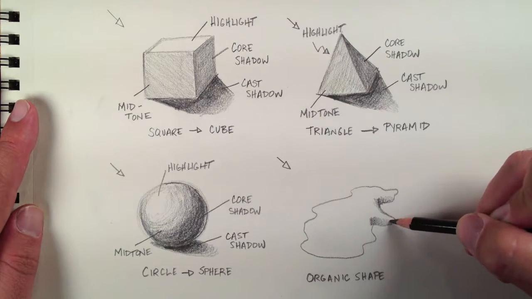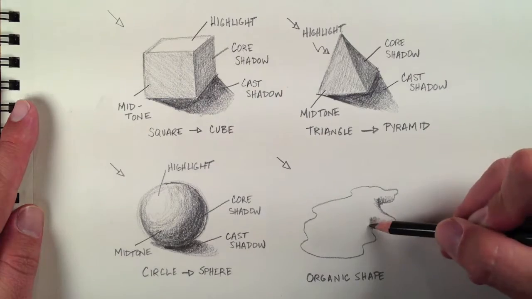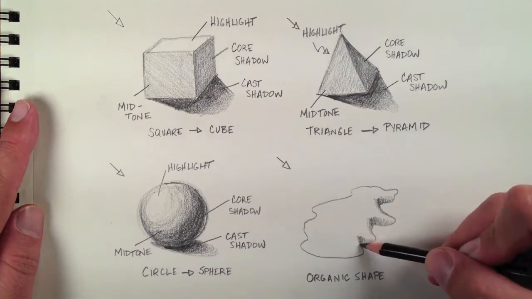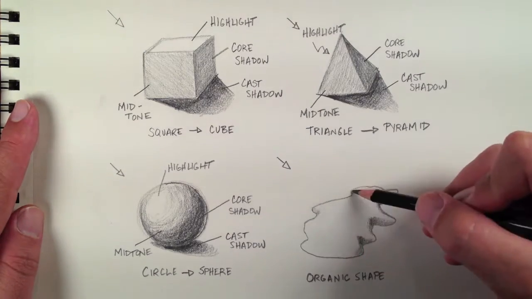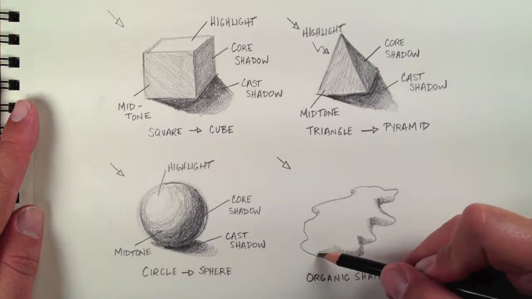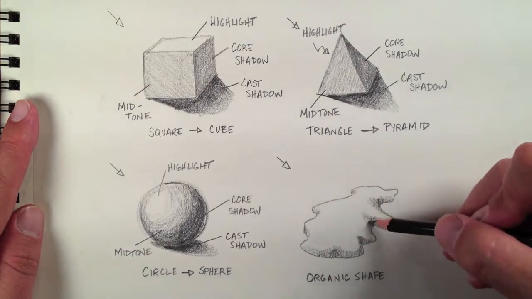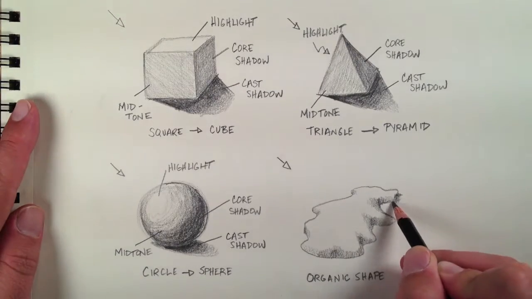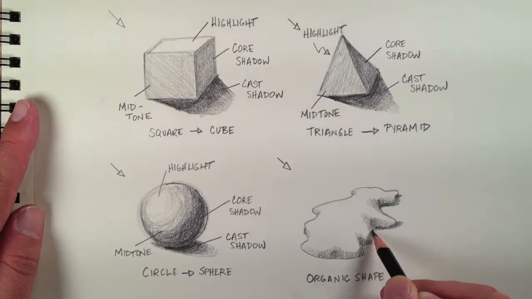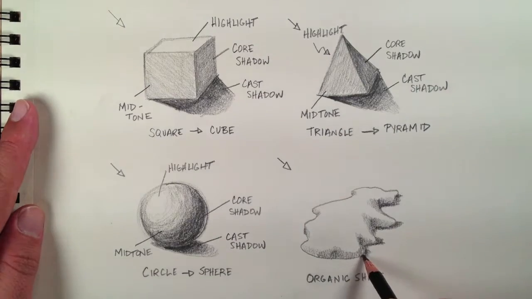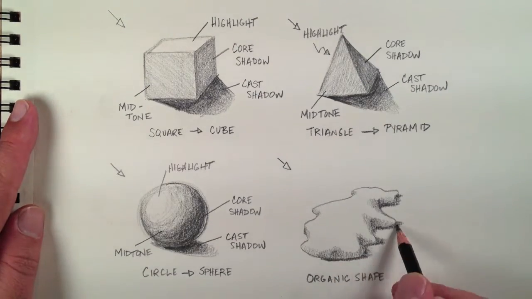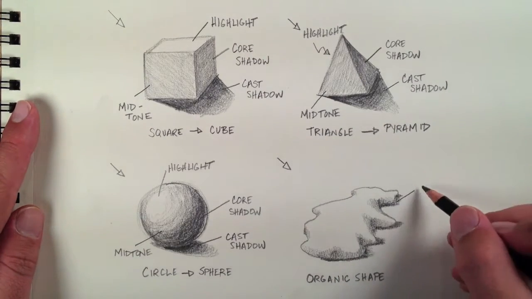So when I'm adding shadow to this organic shape, I'm thinking about where my light source is originating from. I'm putting the shadow on the opposite side from that light source on the object. I'm also putting the cast shadow on the surface, away from the organic form, on the opposite side of the light source.